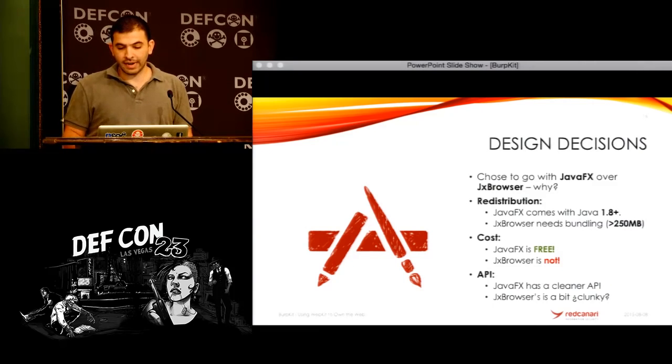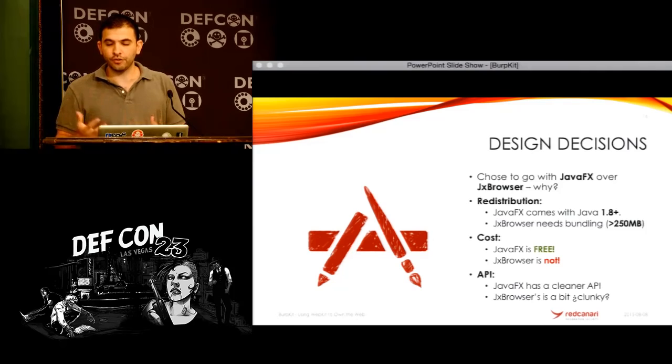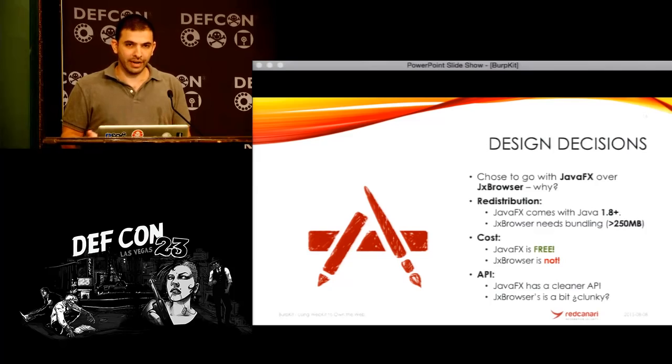Some of the design decisions. When I was designing this, I was looking all over the web for Java implementations of WebKit, and I came across two leaders: JavaFX, which comes with Java, and JxBrowser. JxBrowser is actually an excellent alternative. It uses Chromium to provide you with a Java interface. But the only problem was that to redistribute my project, I would have to redistribute 250 megs of libraries with it, which was unattractive. The other part is that it wasn't free. It was closed source, and basically I was tied to whatever the developers chose to expose to me in terms of an interface. And finally, the API wasn't that clean. It was kind of clunky.